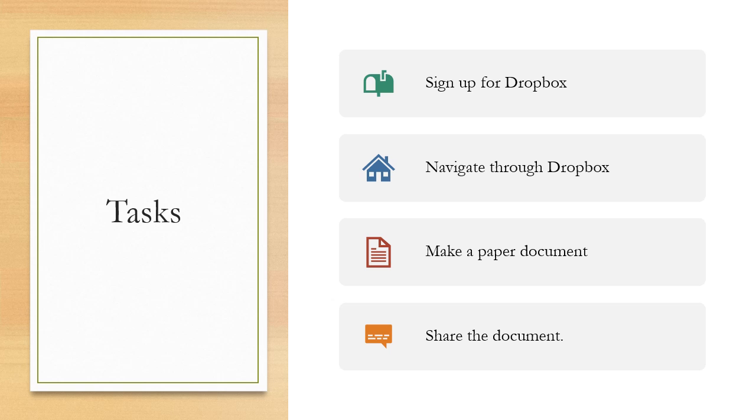The next task is to make a Paper document. As I have discussed before, Dropbox has a new application called Dropbox Paper. Dropbox Paper can be used to create and coordinate with your team. The final task is to share your Paper document with a classmate. By the end of the presentation, you will have enough knowledge to know how to use Dropbox and Dropbox Paper, that you can make a document of your own, and you will have made a document. You should be able to share the document with someone you know.